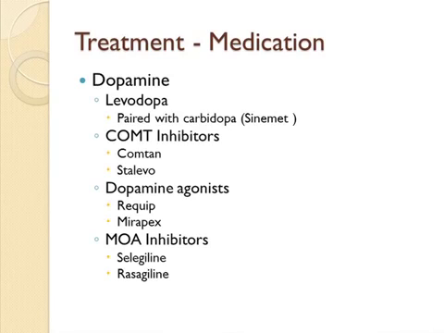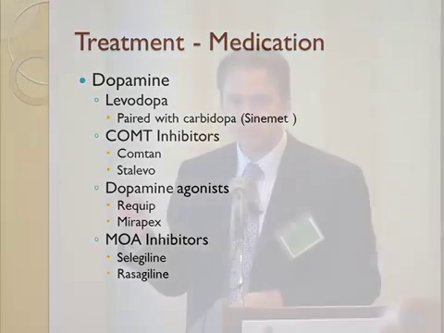Another big class of medications, I didn't add it in this slide, but it's in another slide, is dopamine agonists, for which there are currently 3 medications on the market in the U.S.: Requip, Mirapex, and, which I added on another slide, Neupro. And the other class is MAO inhibitors, which are selegiline and rasagiline. Let's go along because I think I go into more detail.